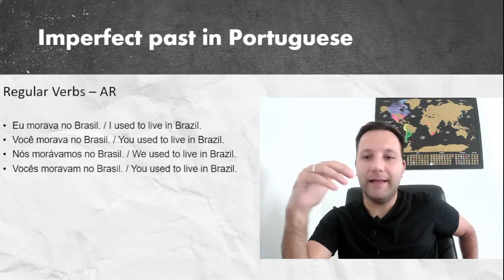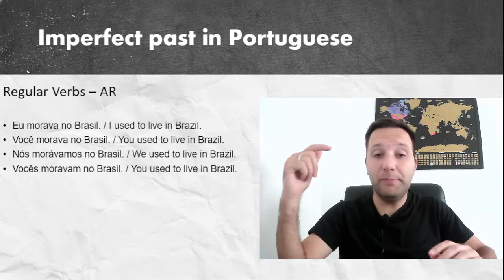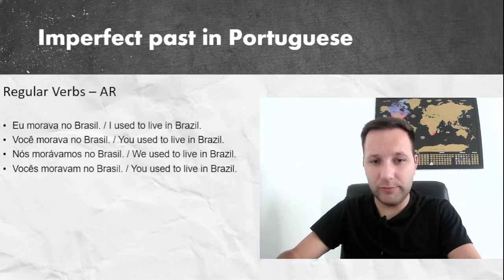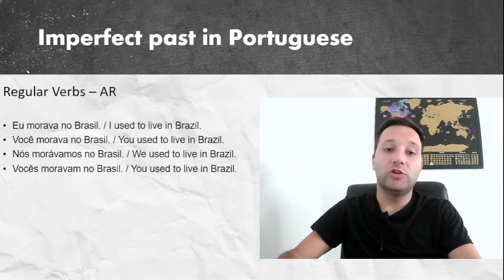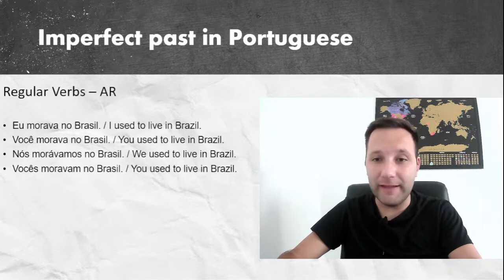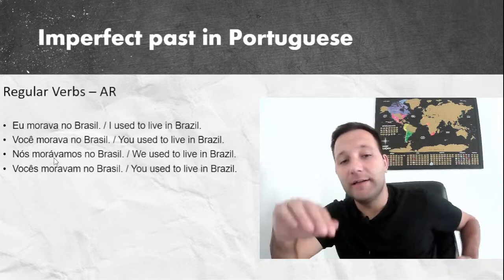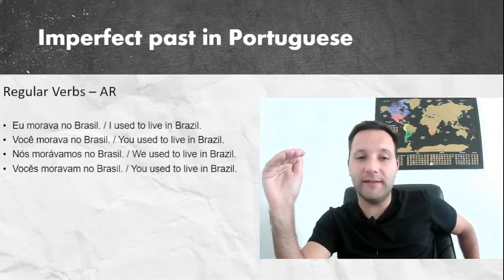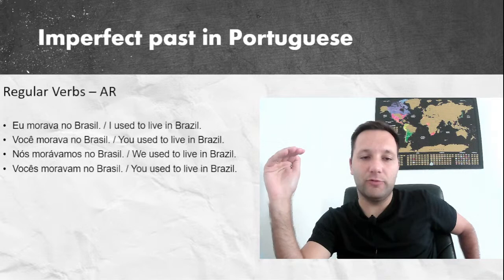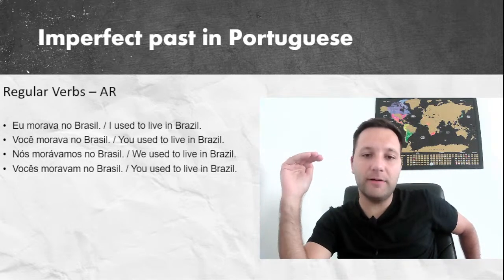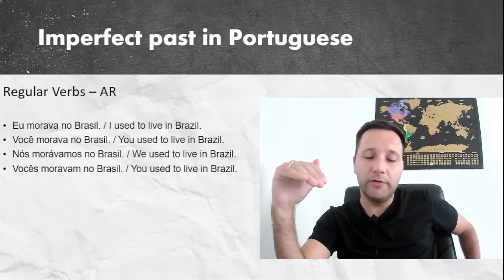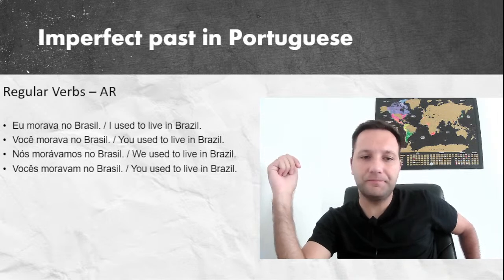Ele morava, ela morava. Now the plural could be harder for you. Nós morávamos. Pay attention that there is an accent on the letter A here. And you need to stress this syllable. Morávamos. Nós morávamos no Brasil. We used to live in Brazil.